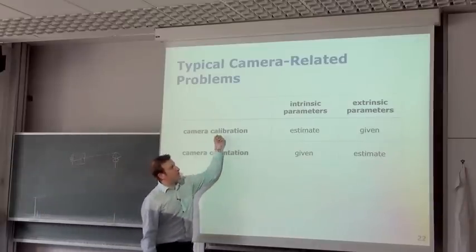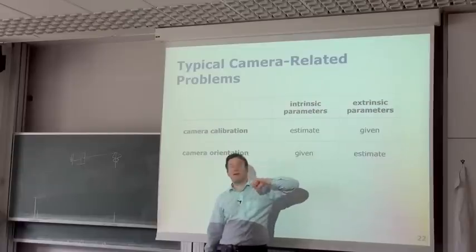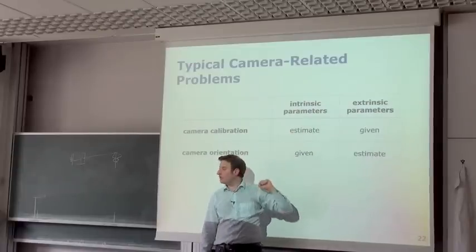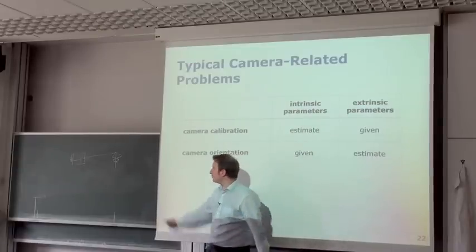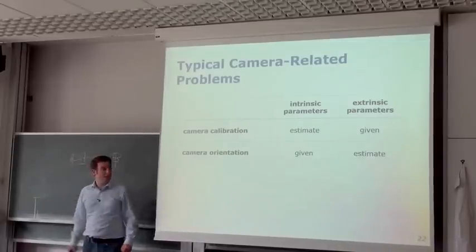That's something which is called camera calibration. That means we typically know or often know where the camera is, but we want to estimate those intrinsic parameters to get a better mapping. So, describe this mapping, how to go from that object to that image plane more accurately.